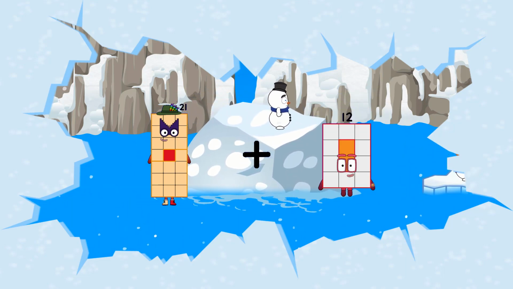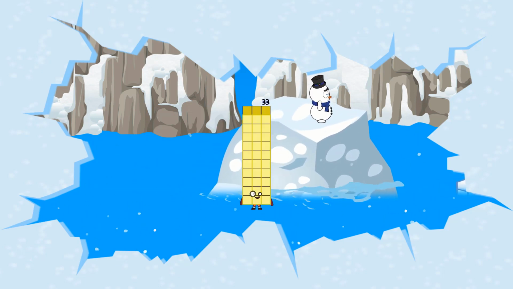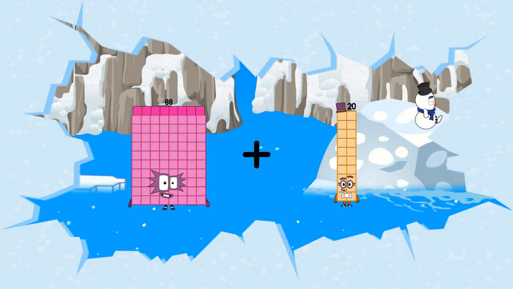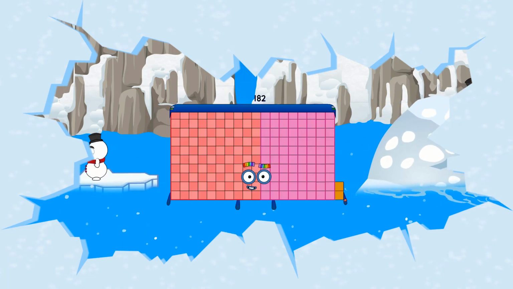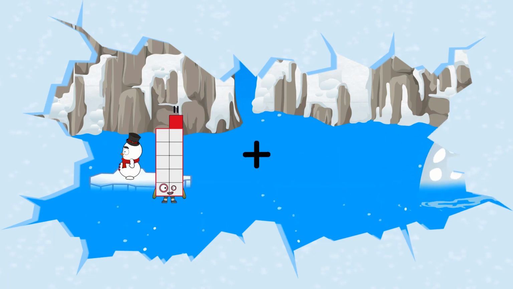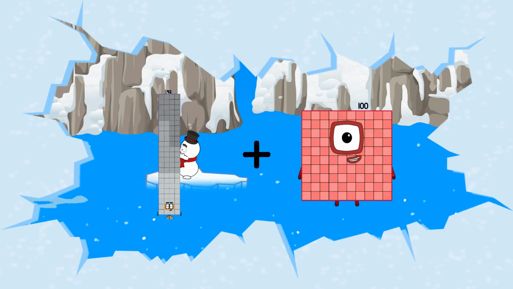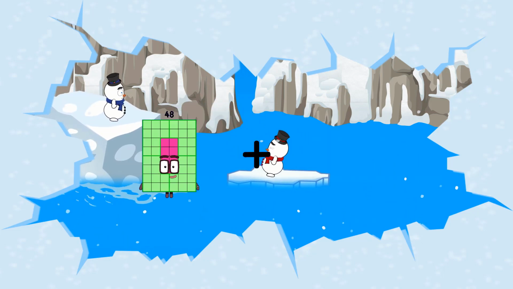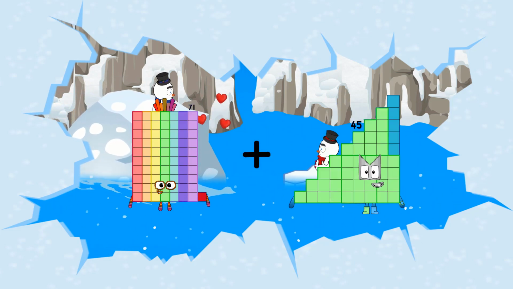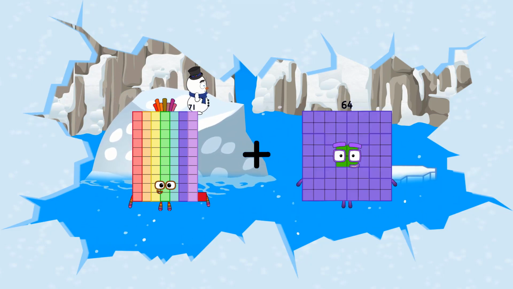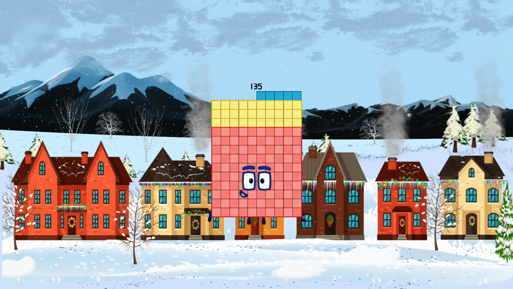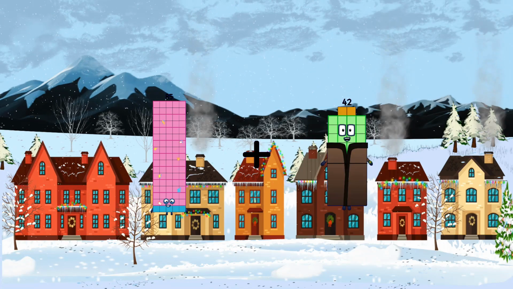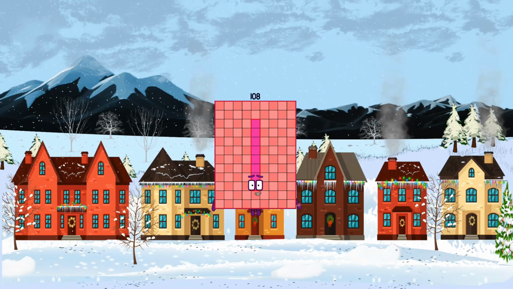Plus 12 equals 33. 88 plus 94 equals 182. 92 plus 101 equals 193. 71 plus 64 equals 135. 85 plus 23 equals 108.